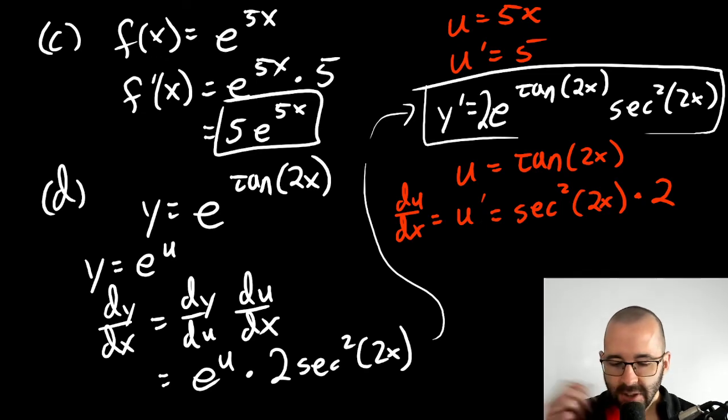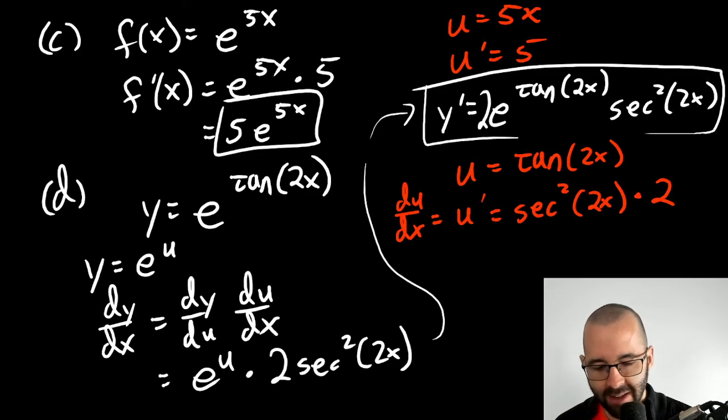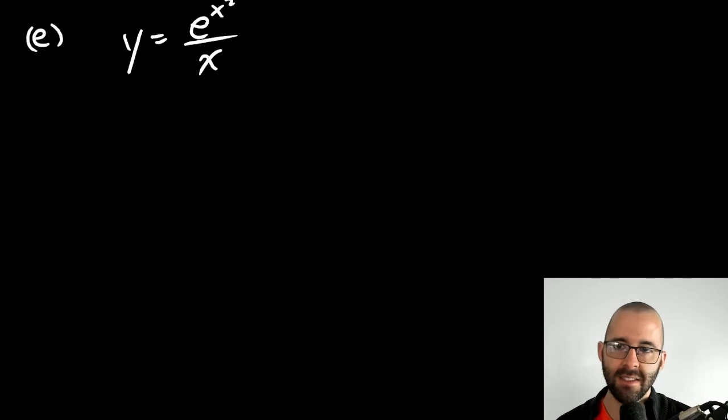Okay, so that's how we do it. Let's just give you another one. Let's do two more, actually. What letter am I on? E. Not really following the notes. y equals e to the x squared divided by x. So you have two ways of doing this. You like the quotient rule? You can use the quotient rule. You don't like the quotient rule? Don't use the quotient rule. I don't like the quotient rule.